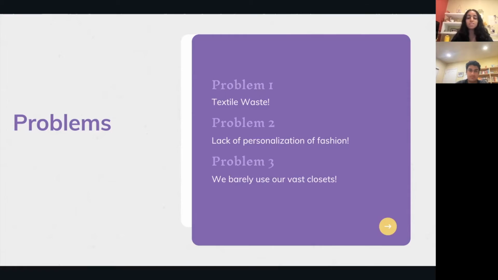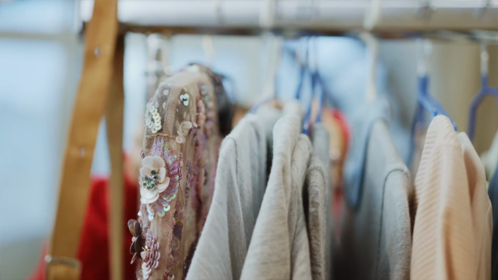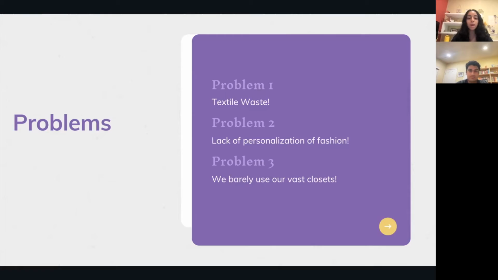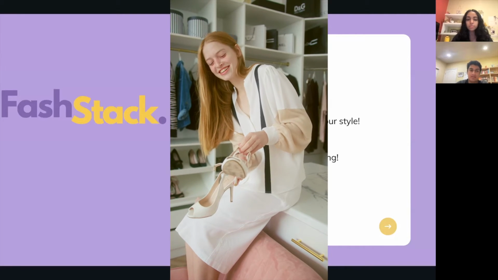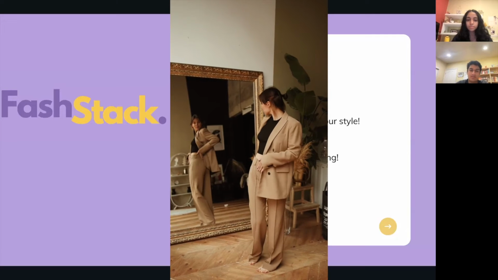The third problem is that on average, we wear 20% of our clothes regularly. That's 80% of closet space lying there unused, likely going to landfills after a wear or two, contributing back to problem 1. So how do we solve these problems? With FashStack. FashStack is a clothing rental app allowing users to rent clothes from one another while filtering results with an AI system, thus reducing waste, all while optimizing your unused clothing.